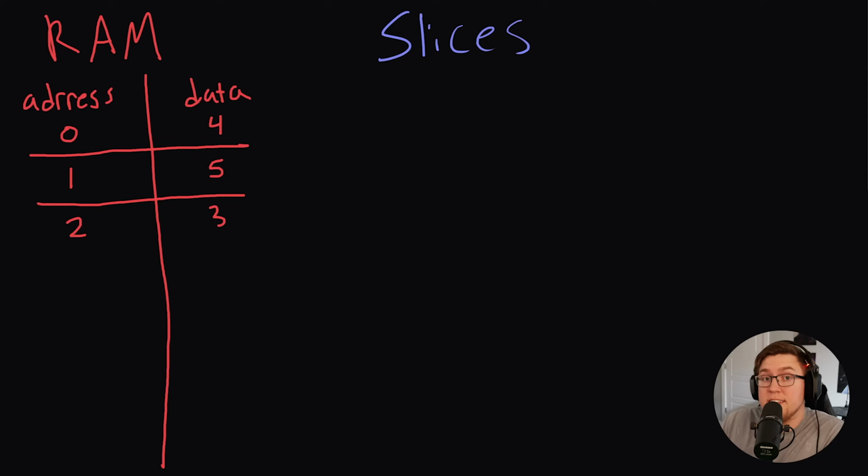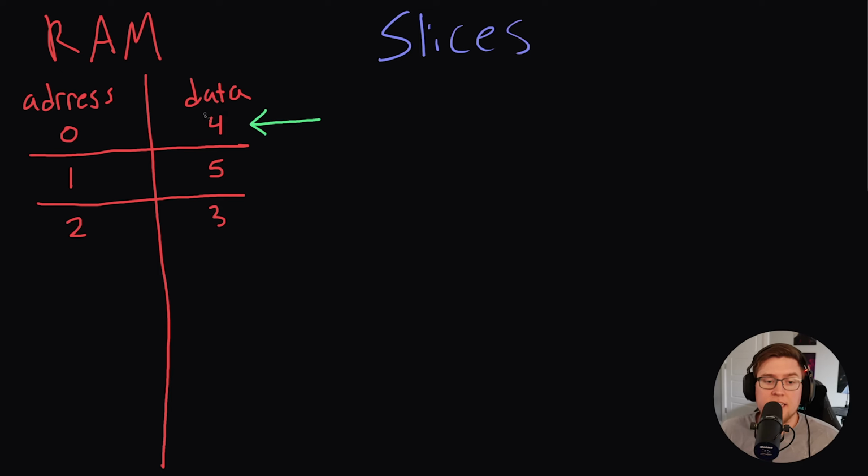Slices and the arrays that they are built on top of are stored in contiguous memory. Basically, what that means is a slice or an array is an address in memory where the slice or array starts. So for example, at address 0, we might say this is the start of a slice.